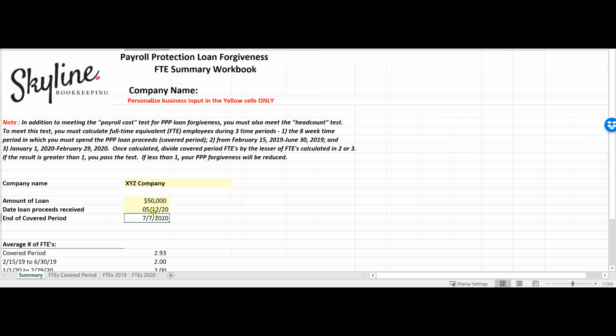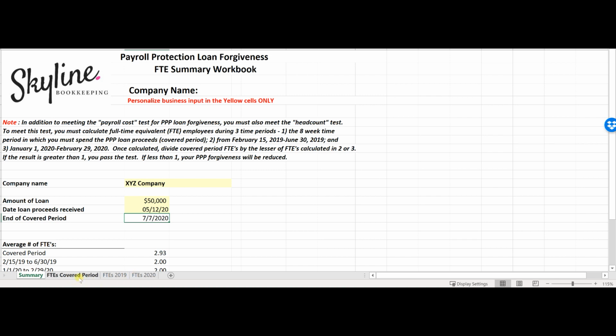Next, I want to get my loan documents and make sure that I'm recording the date of the loan. Basically, this is the disbursement date. So you'll find this information on your loan origination documents. So I'm saying my loan was on 5/12 of 20. The spreadsheet will automatically calculate what that 8-week time period is. So now you know exactly what dates you need to be looking for as far as your payroll reporting. I'm not going to go into detail here until we get the information entered into these different tabs.